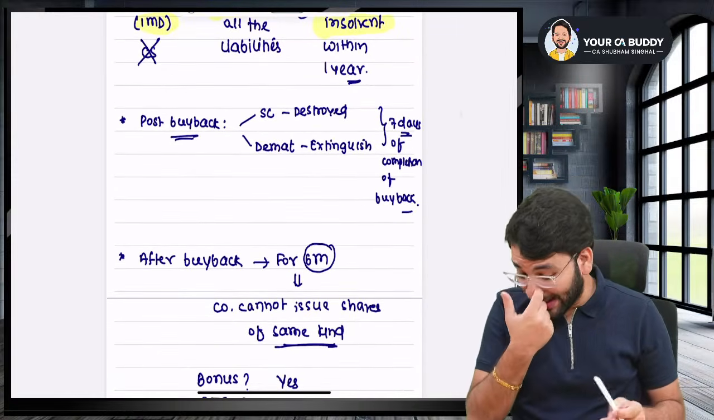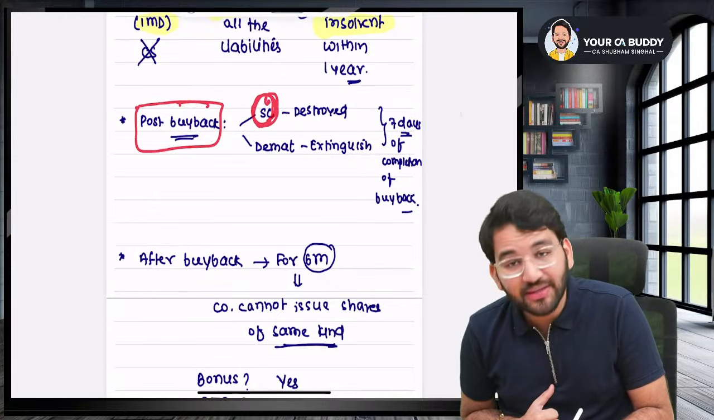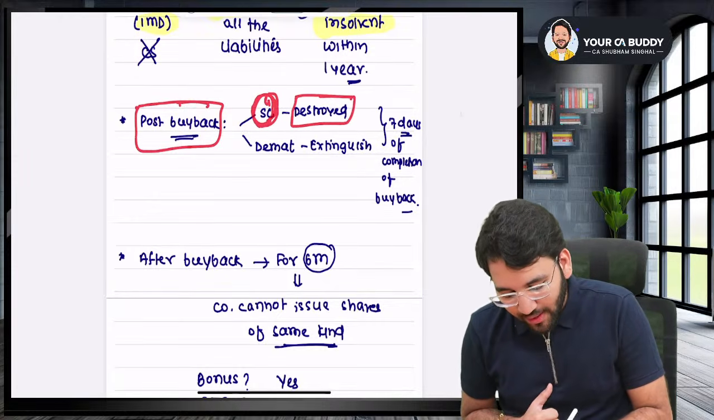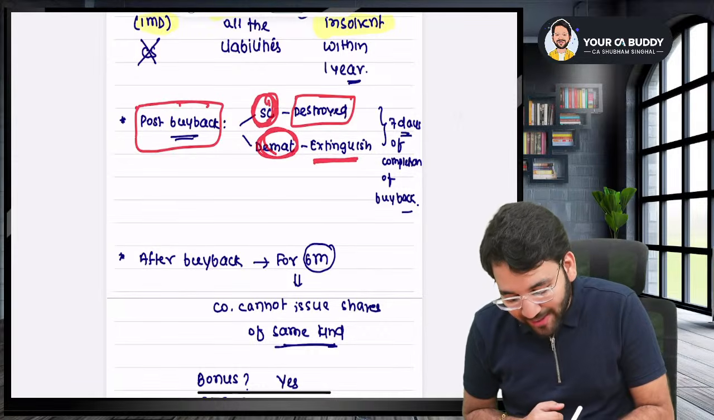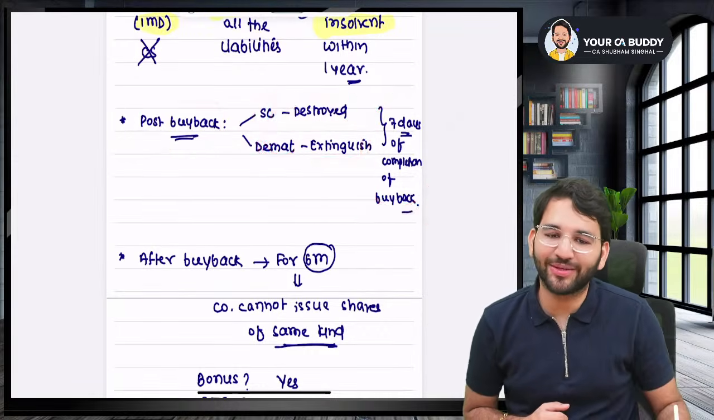Okay. After that, what will happen, sir? Sir, once the buyback is done, whatever share certificates you have received will be destroyed. Or if it is in a demat account, your shares will be extinguished within 7 days of the buyback.